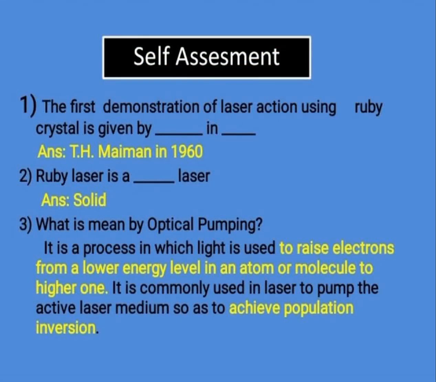These are some of the self-assessment questions for the ruby laser. The first demonstration of laser action using a ruby crystal was given by T.H. Maiman in 1960. The ruby laser is a solid-state laser. What is meant by optical pumping? It is a process in which light is used to raise the electrons from a lower energy level in an atom or molecule to a higher one. It is commonly used in lasers to pump the active laser medium so as to achieve population inversion.